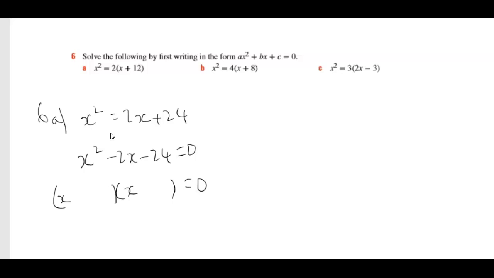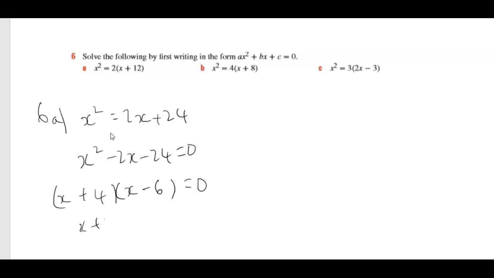Now, because this is a negative, I know one of my numbers is going to be a positive, but the other one has to be a negative. All right, so 6 and 4, and because there's a negative 2, the bigger number is going to be the negative 6. And if you're ever unsure, you can just expand your bracket. So x times x gives you x squared, x and negative 6 is negative 6x plus 4x gives you negative 2x, and then 4 times negative 6 gives you negative 24.